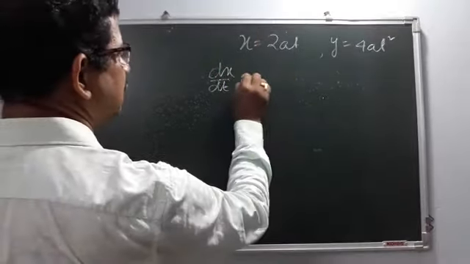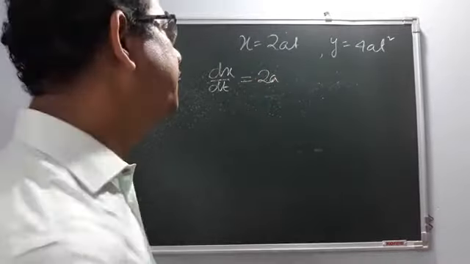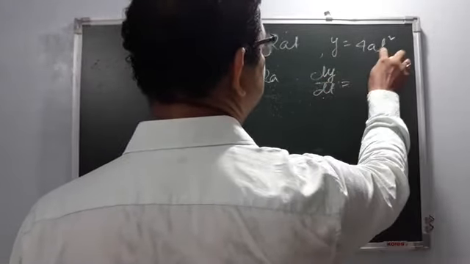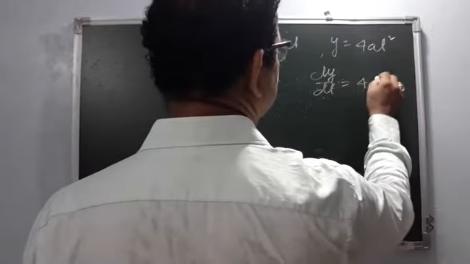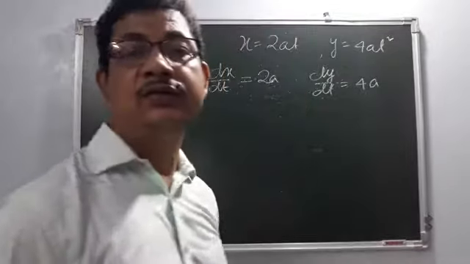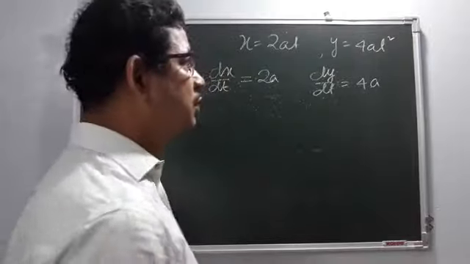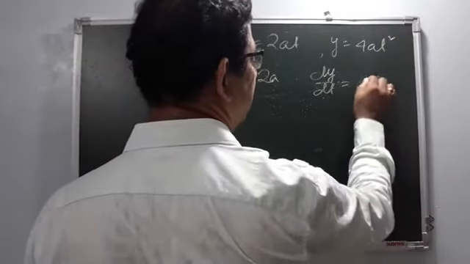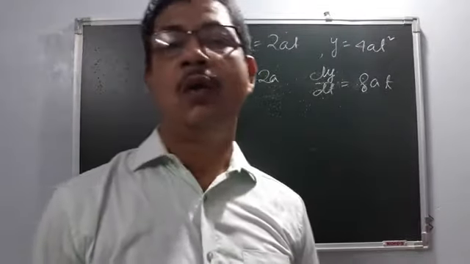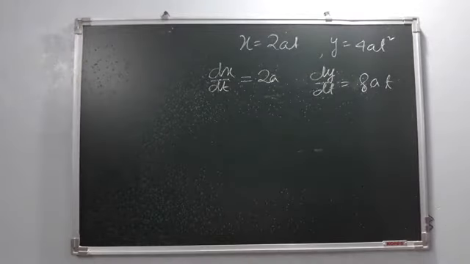So if we differentiate with respect to t, 2a, and differentiation of t with respect to t is 1. If we differentiate y with respect to t, it will be 4a, and t square differentiation with respect to t: the derivative of x to the power n with respect to x is n x to the power n minus 1, so it will be 2 times 4, 4 twos are 8at. So these things you have to do. What variable they have given, with respect to this you have to differentiate.